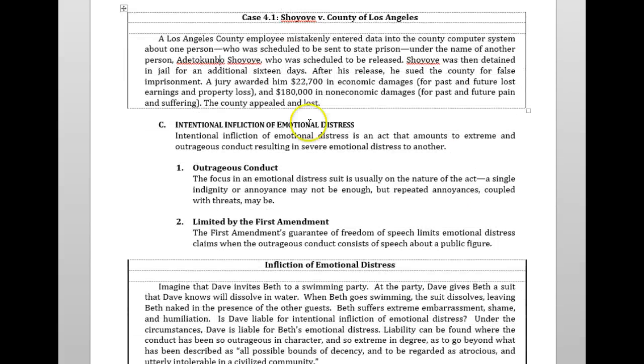The other one is intentional infliction of emotional distress, which is caused by outrageous conduct. And again, here's another interesting thing. You can cause emotional distress, but it's limited by freedom of speech, the First Amendment, if it's about a public figure. That's very interesting, because a public figure puts themselves out in the public and should expect some type of response, or I guess you're supposed to get a thick skin with it.